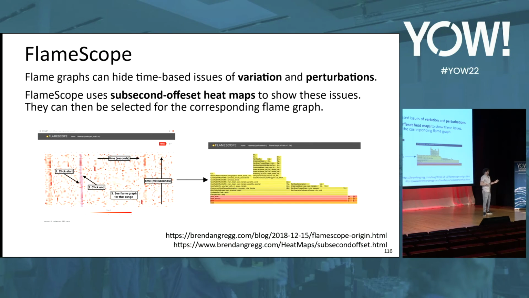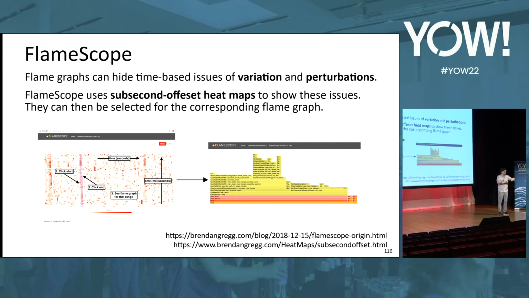FlameScope, I did mention earlier, is another advanced thing. That's where I print a sub-second offset heat map. This paints samples from bottom to top. 1 second is a column. And the color depth is how many samples are in that second. That way you can see issues of variations and perturbations within a second. And you can highlight them, and it'll give you a flame graph just for that range. We open sourced that, but it's another advanced thing you should be using.